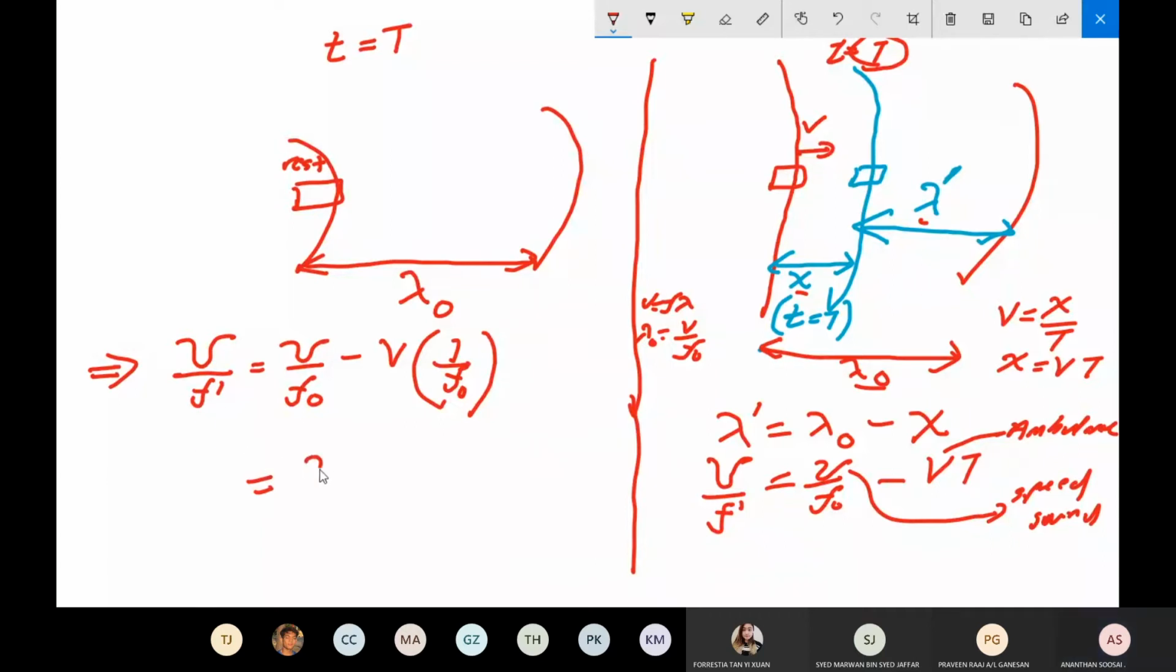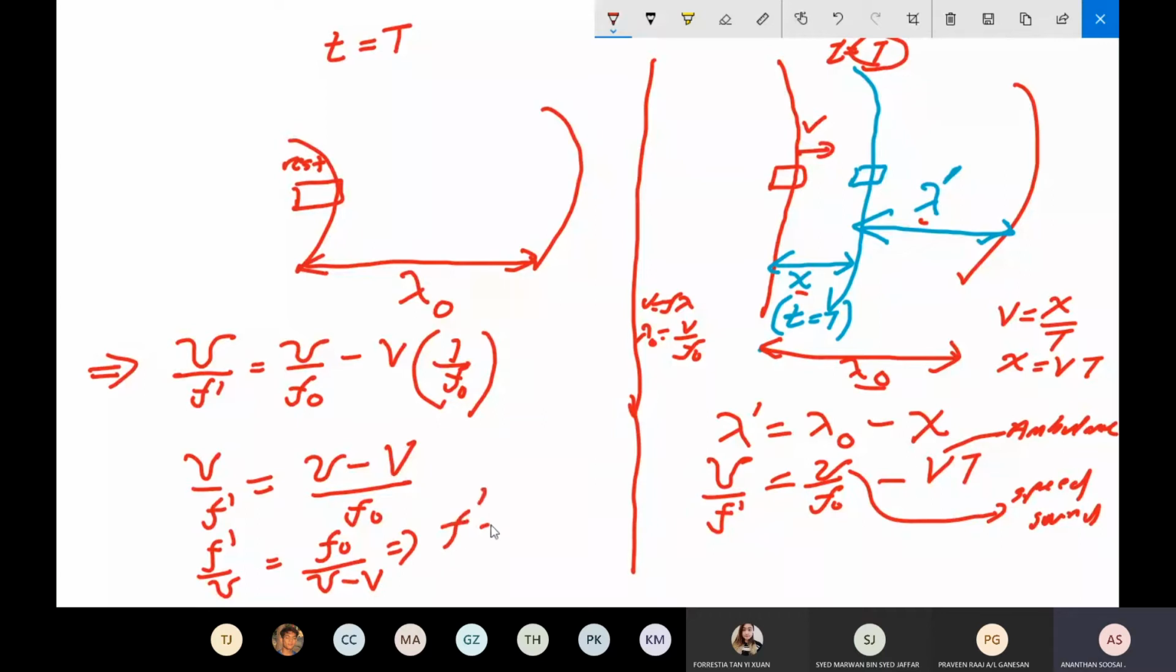So you're going to have V minus V over what? F naught is equal to V over F dash. We flip it: F dash over V, the speed of sound, is equal to F naught over the speed of sound minus the speed of source. This leads to the formula. So the frequency is equal to what? The frequency is equal to the speed of sound over the speed of sound minus the speed of the ambulance, times F naught.